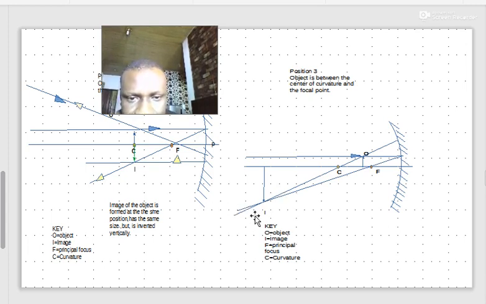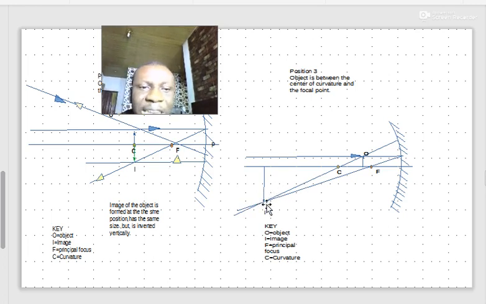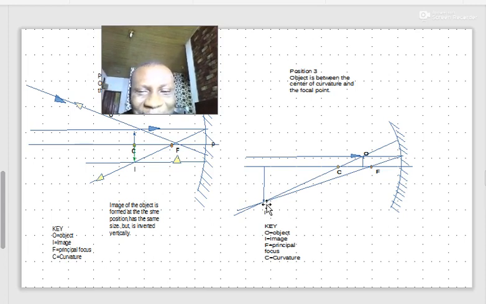The image is bigger than the object, where we say that the image is magnified. The image is bigger than the object. Wow. By far bigger than the object. So this is position 3. So we proceed from there.